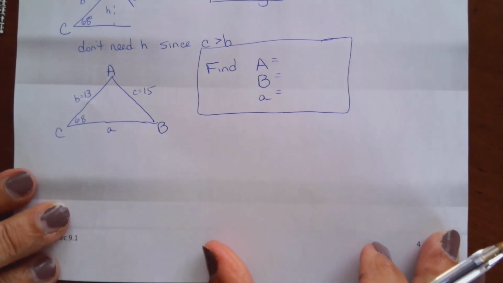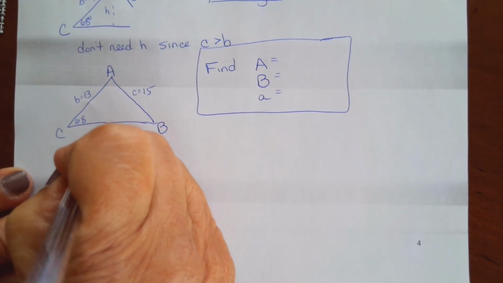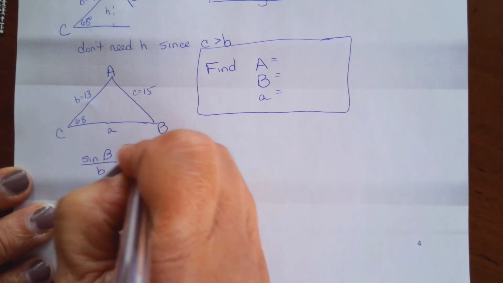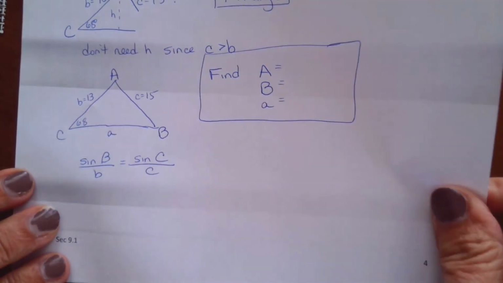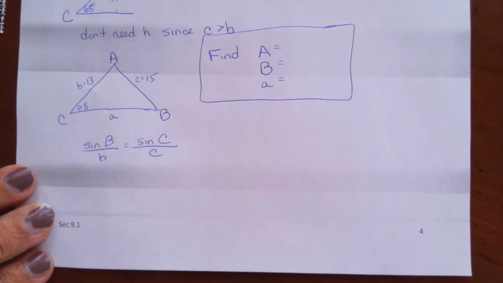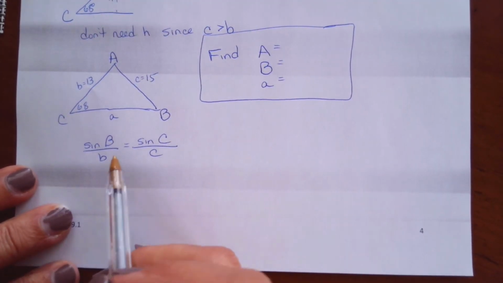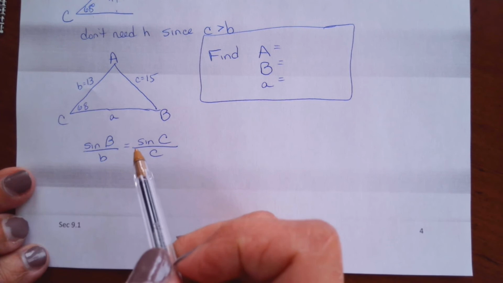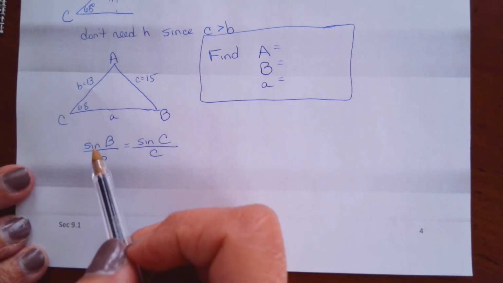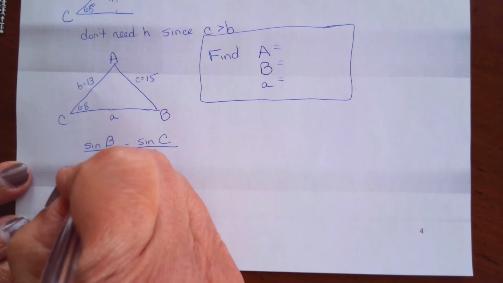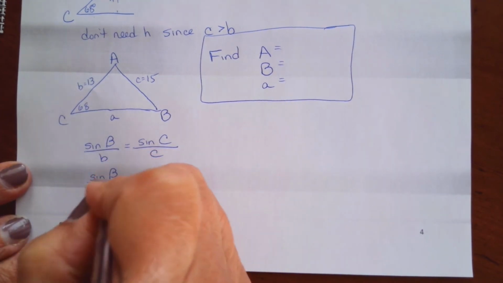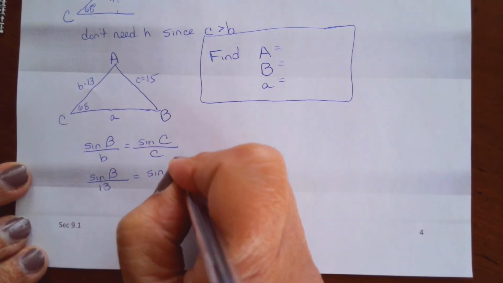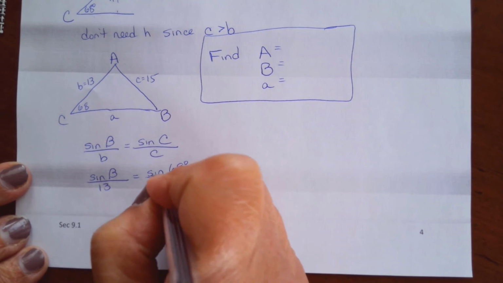So I'm going to start with the sine of B over B equals the sine of C over C. Okay, that's what I want to start with. Now pay attention to this because we are looking for an angle. That's different on your calculator, so I just want to make sure you understand this. So let's put in our numbers. So the sine of angle B, that's what I'm looking for. I don't have angle B. Over side B is 13. Equals the sine of 68, that's angle C, over side C was 15.